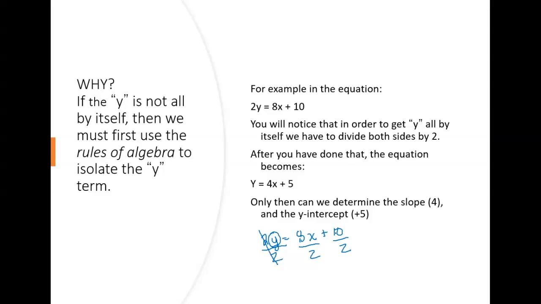So this has to be divided by 2, and this 10 also has to be divided by 2. So I'm left with 8 over 2 is 4x, and 10 over 2 is 5. So I now have my form in y equals mx plus b form. And now I can say that my slope is 4. So my m is 4, and my b is 5.